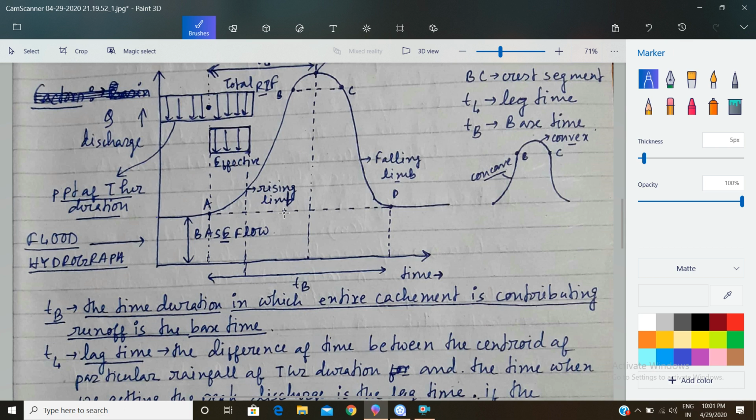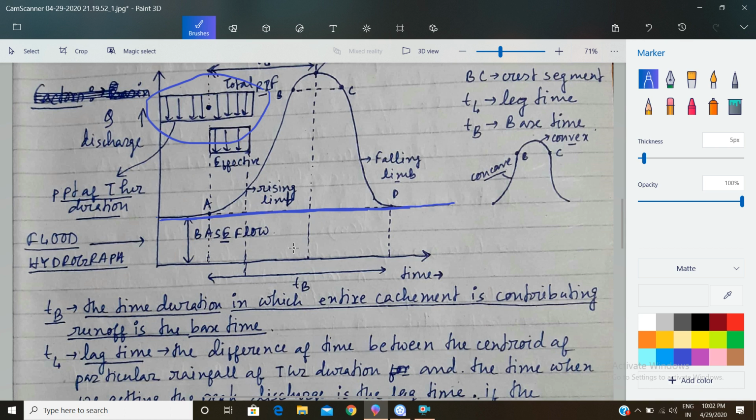Base flow is the stream flow or the discharge in the stream prior to the rainfall. The constant discharge which is flowing through the stream prior to the rainfall is known as the base flow. After the rainfall precipitation occurred, the runoff occurred, and the runoff contributed to the excess of rainfall in the stream which is exceeding the base flow. I mean to say, before the precipitation occurred, a constant base flow was there in the river.